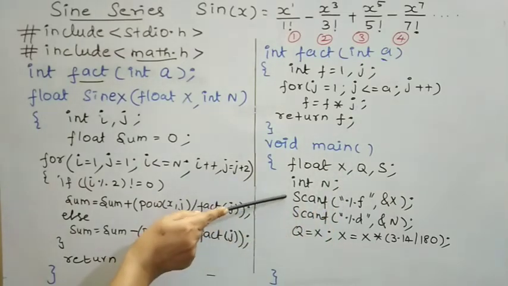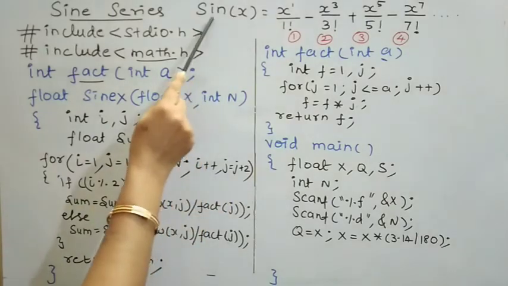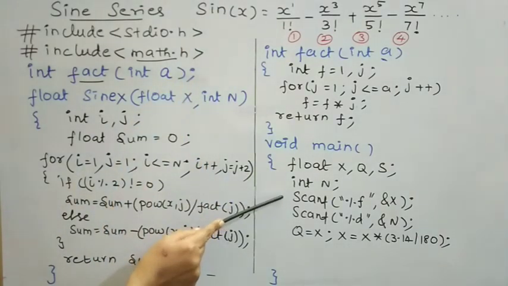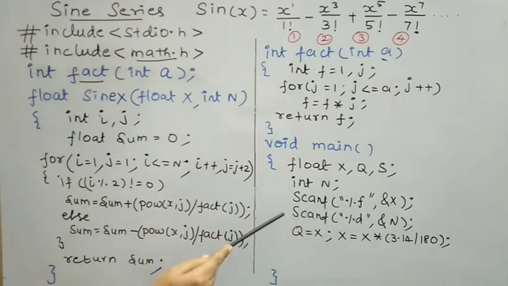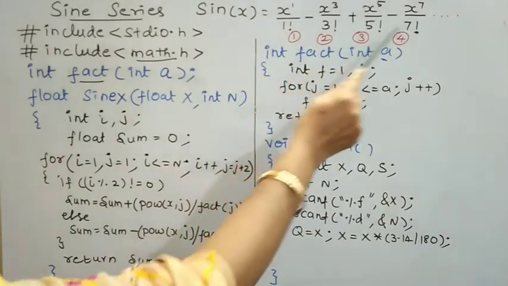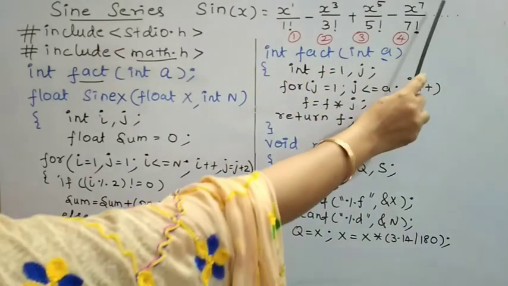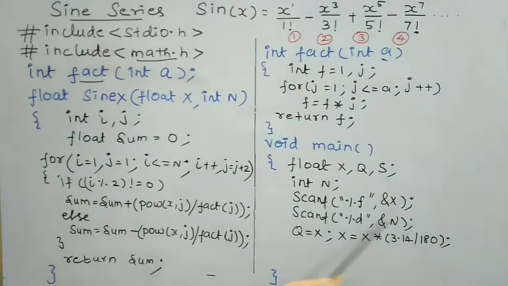See here, first I am getting the value of the term whose sine series we are supposed to calculate, that is x, and that is a float value. In this scanf statement, I am going to get the value for this n, the total number of terms in this series. For suppose if I calculate up to this, the total number of terms is 4. Okay, and then I need to convert the value of x given in degrees into its corresponding radian value using this expression. Before conversion, I am storing the value of x in this q. Okay, and then I received input for this x and n from the user.